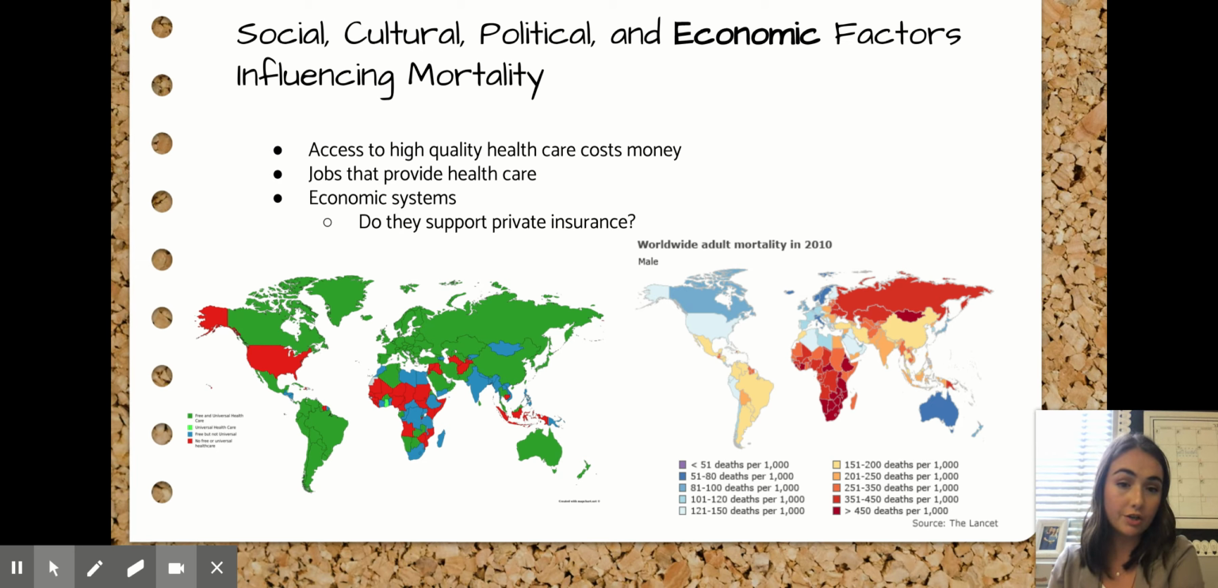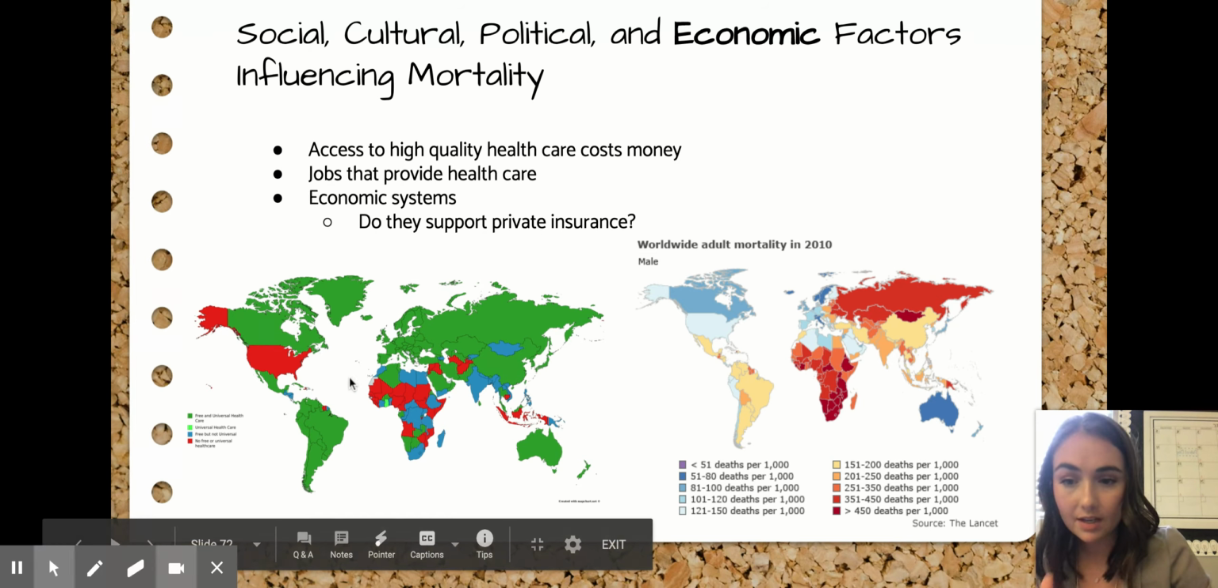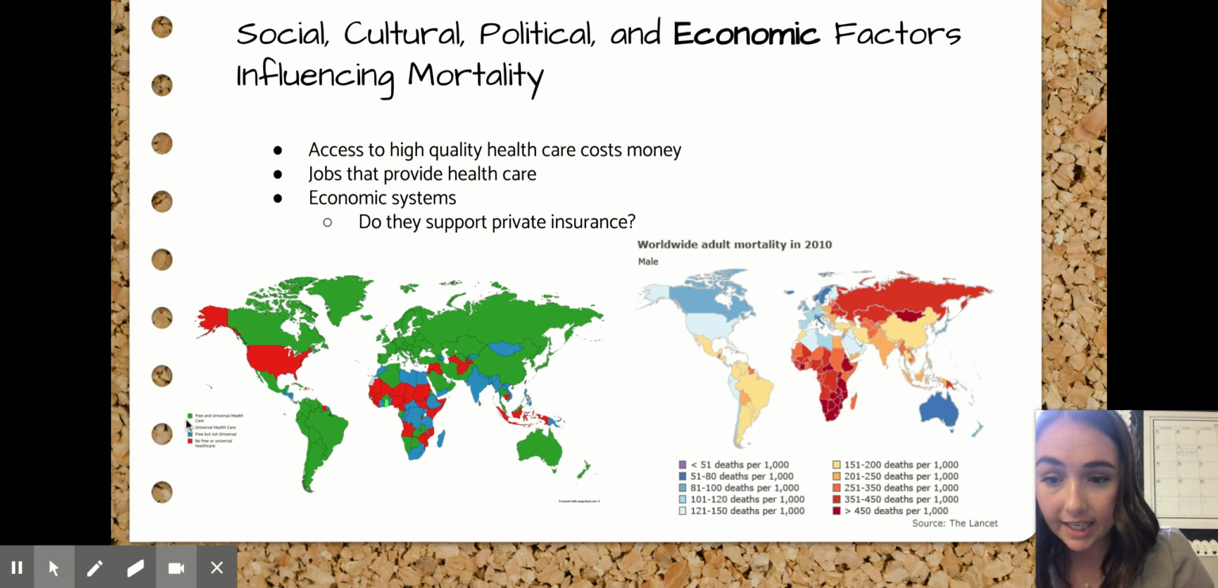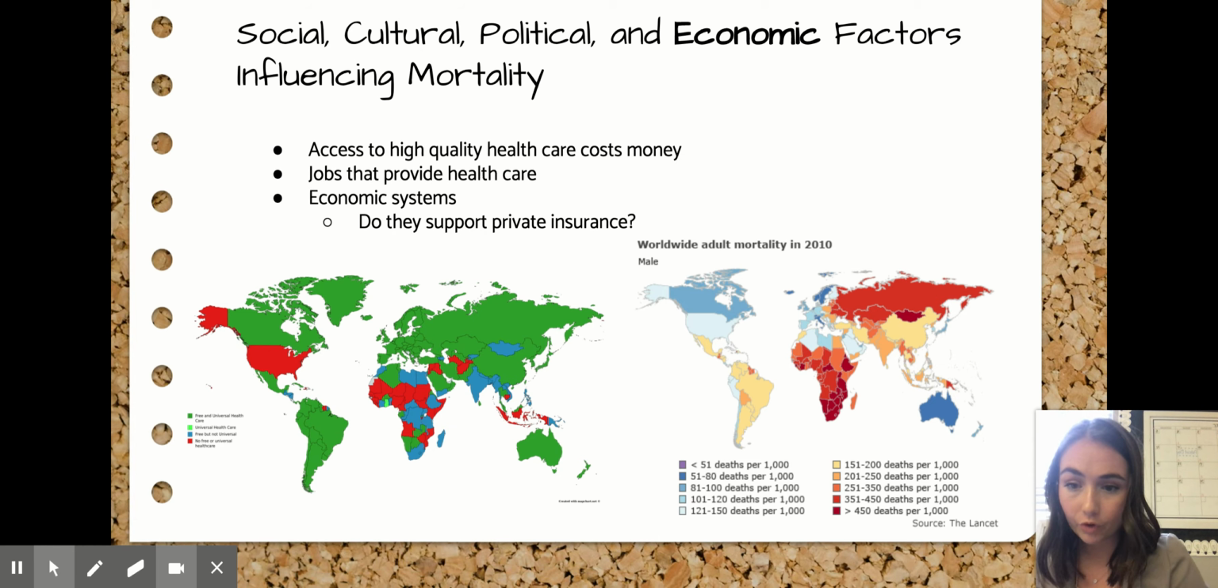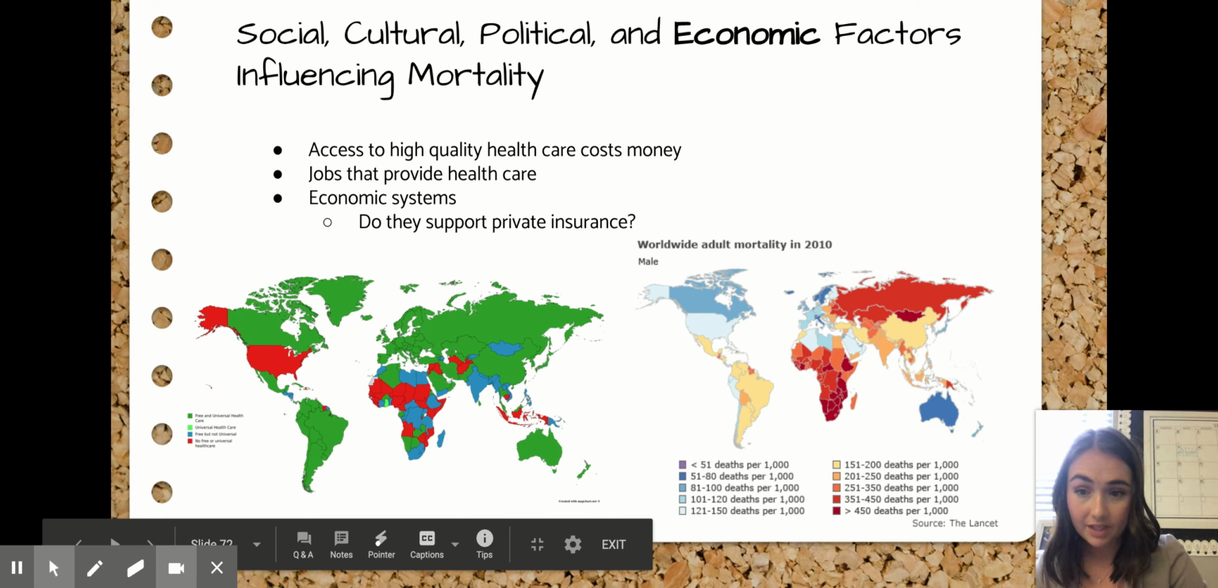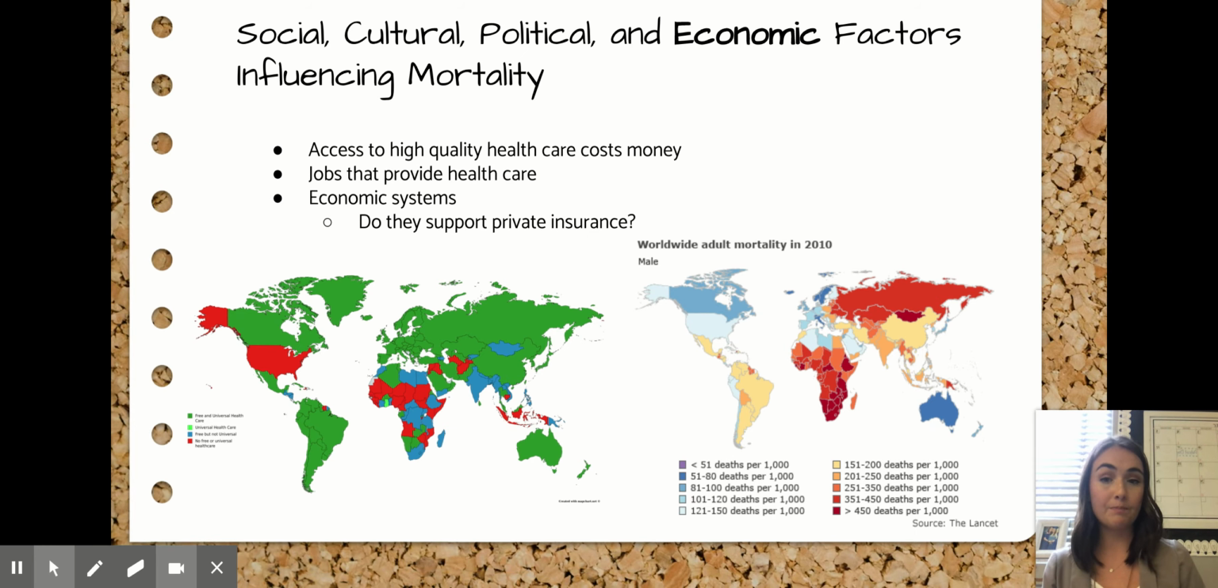Now, what I want to show you, interestingly enough, if you look at this map here, you will see that dark green is free and universal health care. Light green is universal health care, but it's not free. Blue is free, but not universal. And red is no free or no universal health care. You will see that the United States is in red because most of our health care is through private insurance.